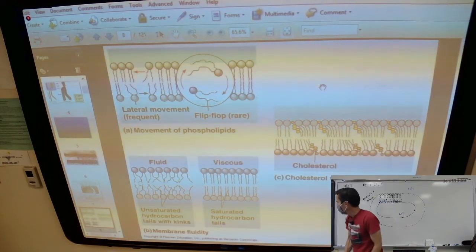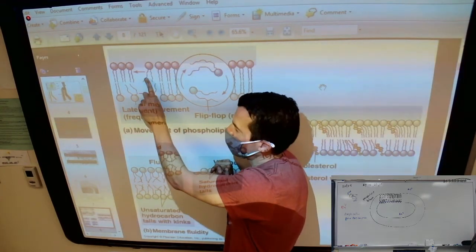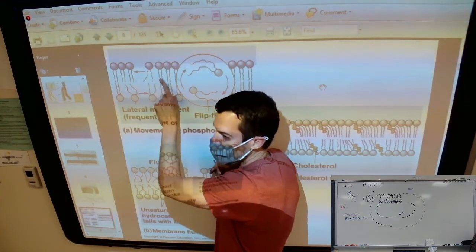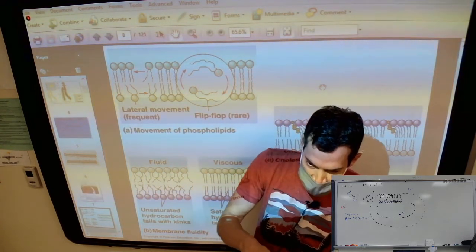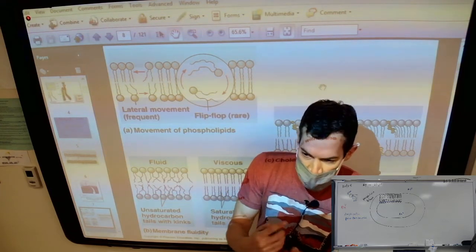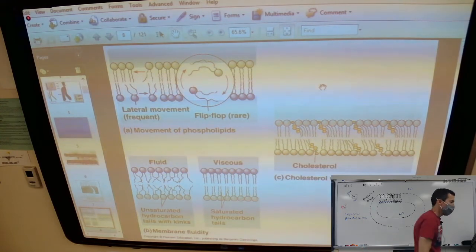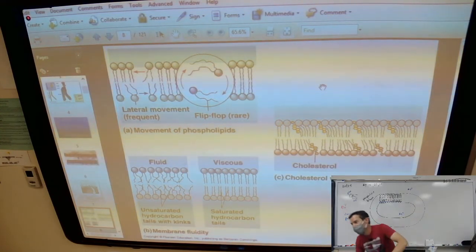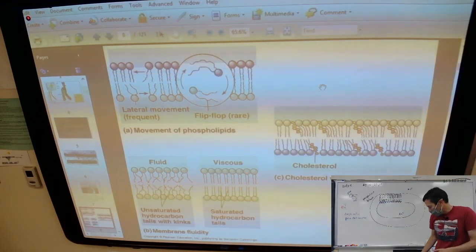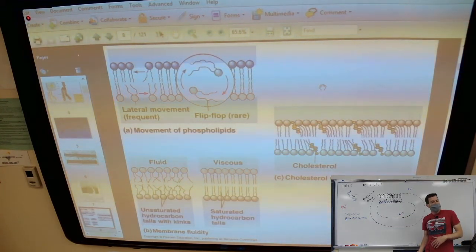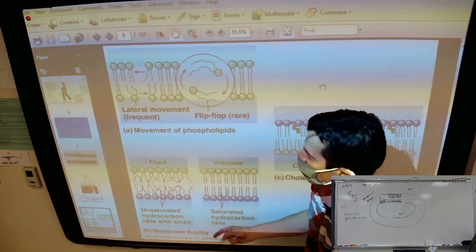And I'll have to look up the numbers, but it was something like 10 million times. The average spot has 10 million different phospholipids in it in a given second. They're moving that much. So it's like musical chairs, and it's like 1, 2, 3. Only, it's almost exactly like that, except it's 10 million times in a second. That's how much they move left to right. So that's what they mean when they say frequent.